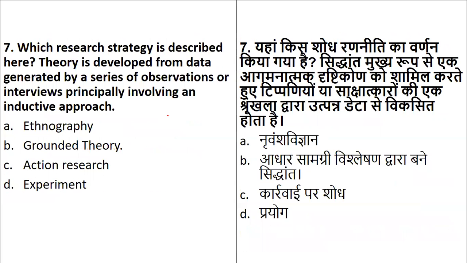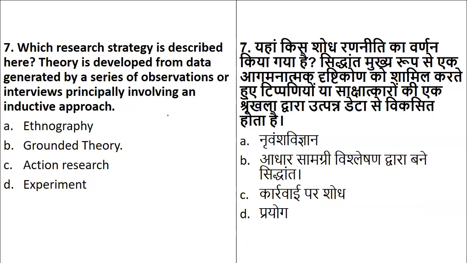Okay. Now, question 7: which research strategy is described here? They have given a strategy, and you have to understand the strategy. Theory is developed from data generated by a series of observations or interviews. So it is involving an inductive approach. So it will be called what? Is it ethnographic research, grounded theory research, action research, or experimental research? They have given that this theory is developed from the data which is generated by a series of observations.